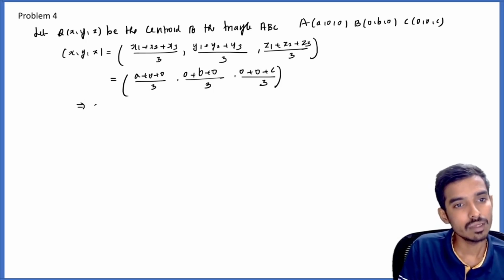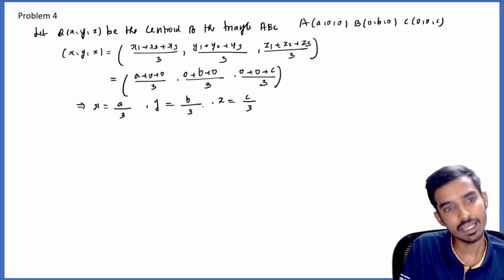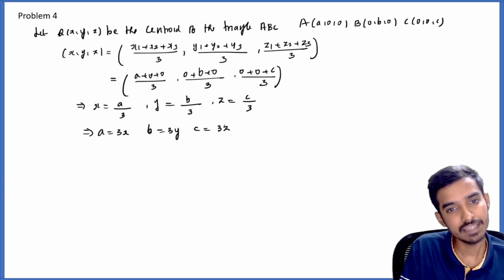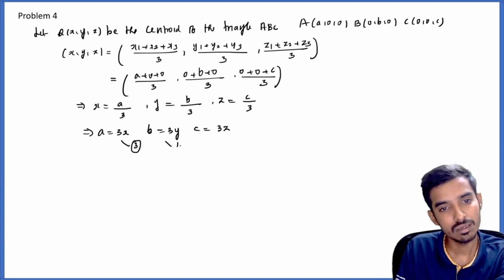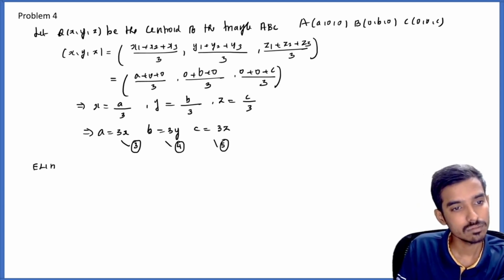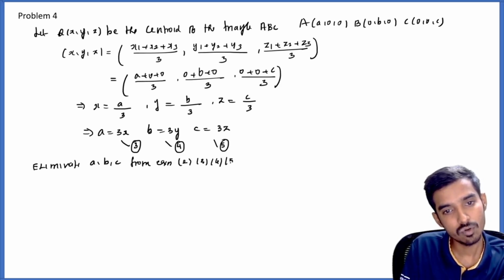So we have x is equal to a by 3, y is equal to b by 3, and z is equal to c by 3. This is same as previous, right? So this implies a is equal to 3x, b is equal to 3y, c is equal to 3z. Let us call these 3, 4, 5. Eliminate a, b, c from equations 2, 3, 4, 5.